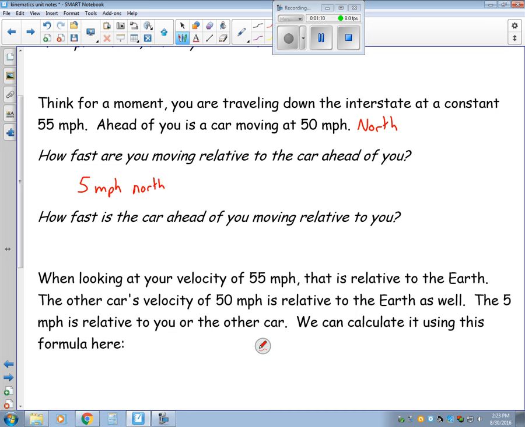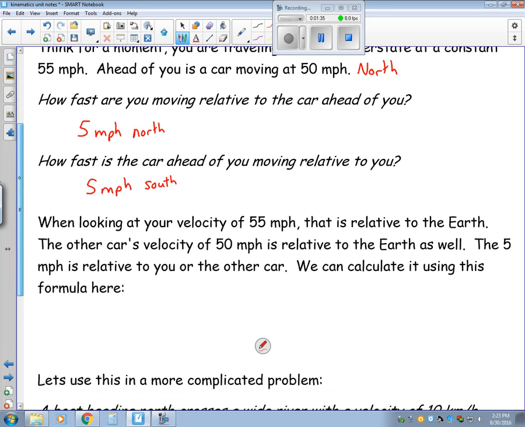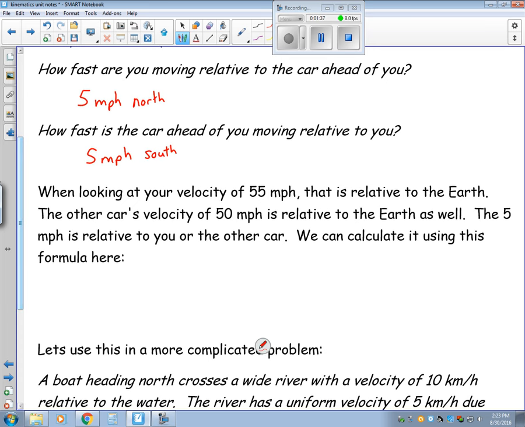How fast is the car ahead of you moving relative to you? As you are watching this car, how fast is it moving to you? Again, the answer would be 5 miles per hour. However, it would be south, because to you, that car is approaching you. Your velocity of 55 miles per hour is relative to the ground, relative to the earth. The other car's 50 is again relative to the earth. So the 5 miles per hour is relative to you or the other car.